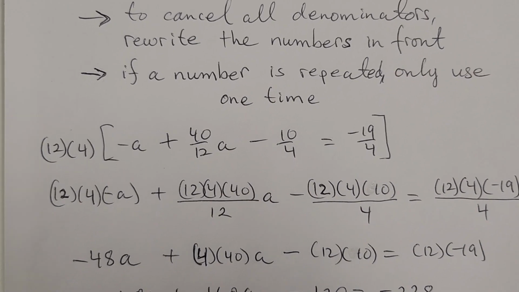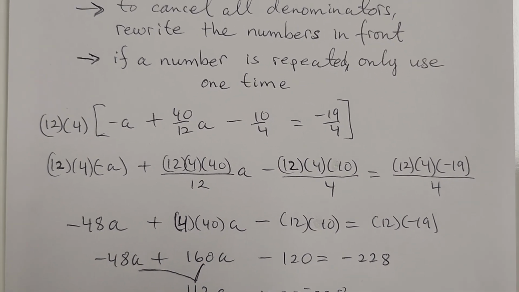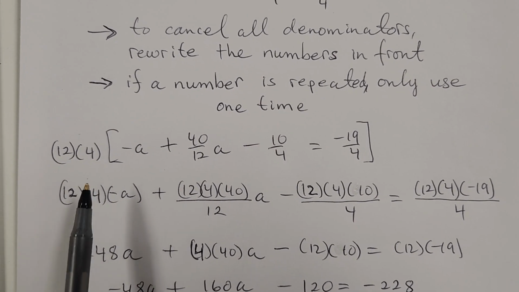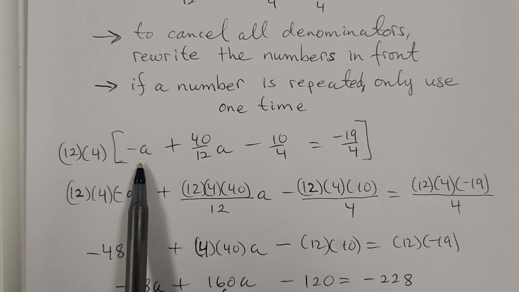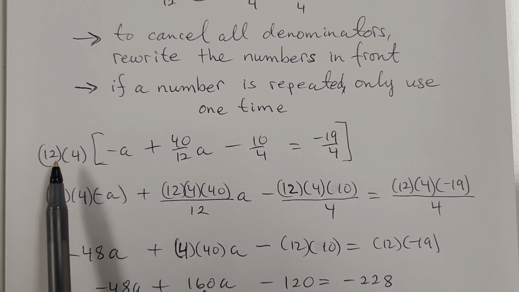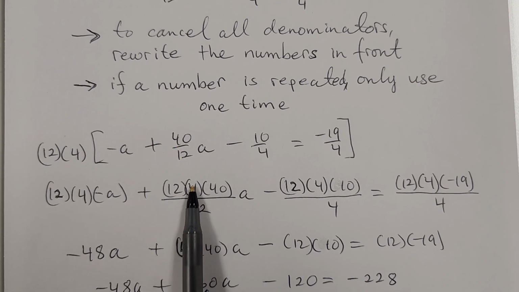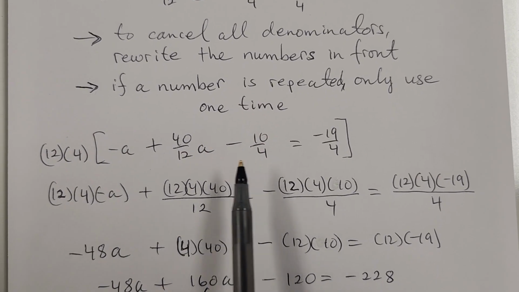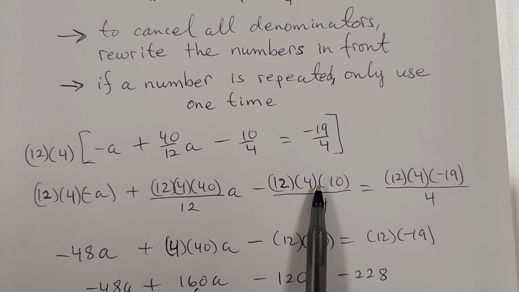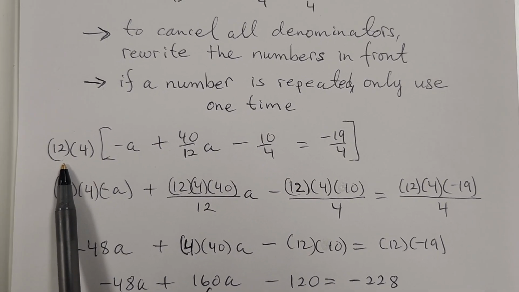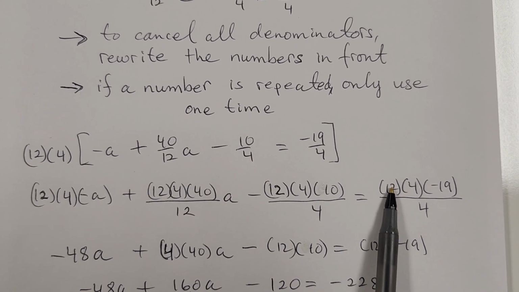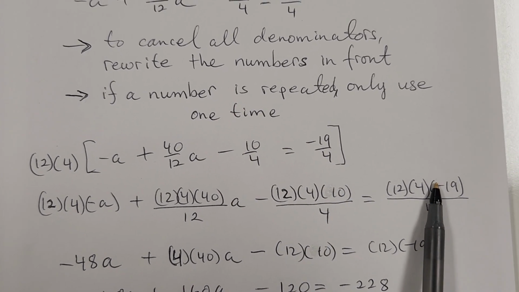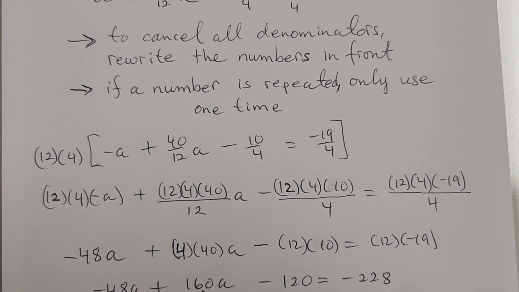So be very careful when you distribute, okay? So again, just distribute 12, 4 times negative a, which is here. 12, 4 times 40, which is here, but over 12. Don't forget the a. 12, 4 times 10, which is here, but over 4. 12, 4 times 19, which is here, but don't forget over 4. Again, don't forget this negative, okay? And there's a negative here as well, okay?